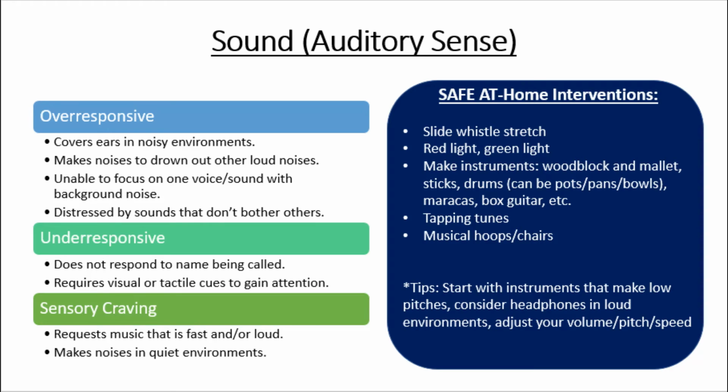For the auditory sense or sound, over-responsive kiddos may cover their ears in noisy environments, make noises to drown out other loud noises, and they may be unable to focus on one voice or sound with the presence of background noise. They may also be distressed by sounds that don't typically bother others. Under-responsive kiddos may not respond to their name being called or require visual or tactile cues to gain their attention.